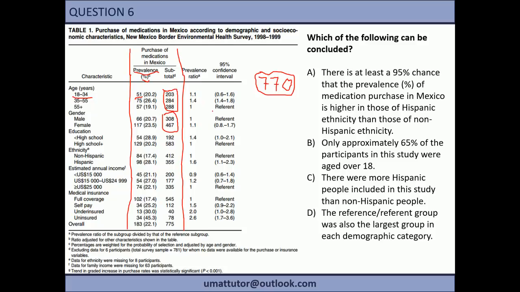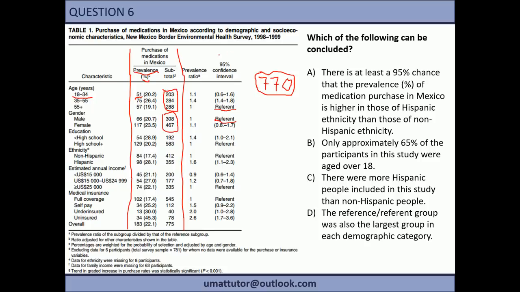Well, as you can see here, we've got a reference group in each of the demographic categories. So in each of the demographic categories, one subgroup, so in terms of age, it was the 55 plus group, is chosen to be the reference group. And the other scores are based on that reference group. So a prevalence ratio of 1.1 means that in this study, people who are between 18 and 34 are 1.1 times more likely to purchase medications than people who are in the reference group, which is 55 plus. That's how we interpret the prevalence ratio.